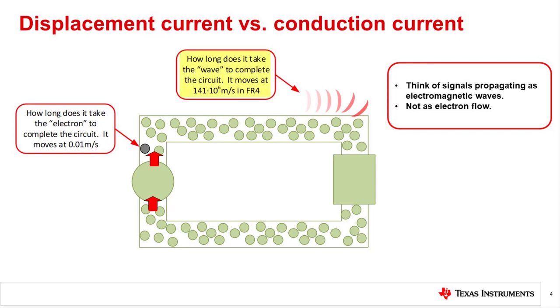The displacement current, on the other hand, travels at a very high rate of 141 times 10 to the 6th meters per second in FR4 PC board material. Think of the displacement current as a chain reaction of electron collisions starting at the source and traveling through the load back to the negative terminal of the source.